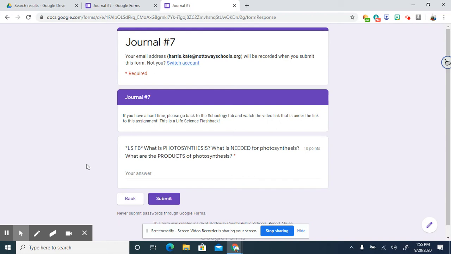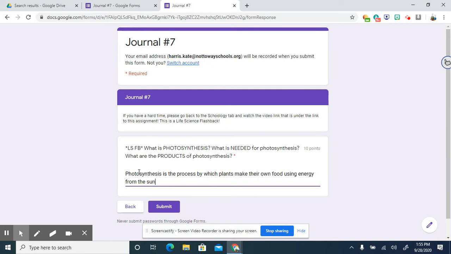So what is photosynthesis? Photosynthesis is the process by which plants make their own food using energy from the sun. All right, so we've answered question 1.